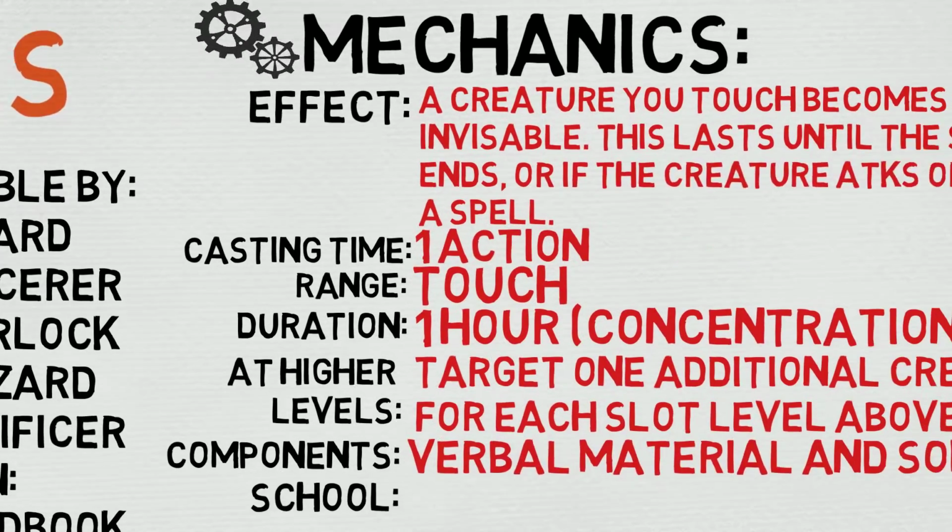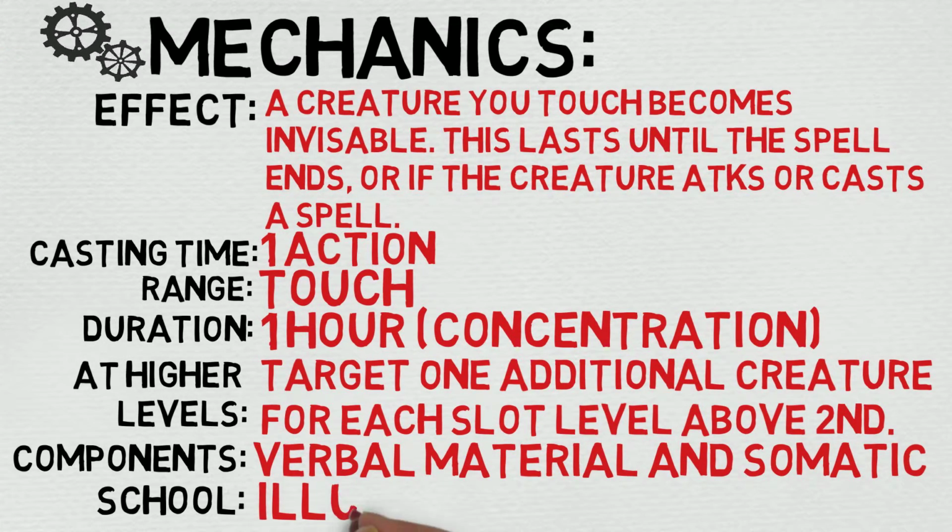Now let's take a look at the mechanics here so you can better understand how the spell works. The effect at a glance is as follows. A creature you touch becomes invisible. This lasts until the spell ends or if the creature attacks or casts a spell. Your cast time is 1 action, the range is touch, the duration is 1 hour, and this is a concentration spell. At higher levels you can target 1 additional creature for each spell slot level above 2nd.